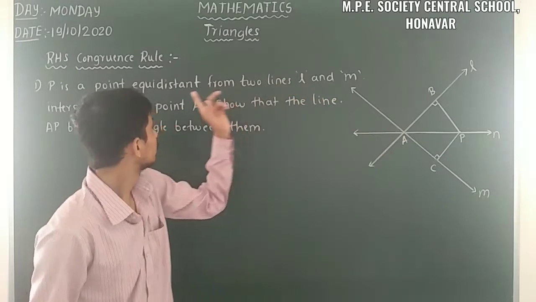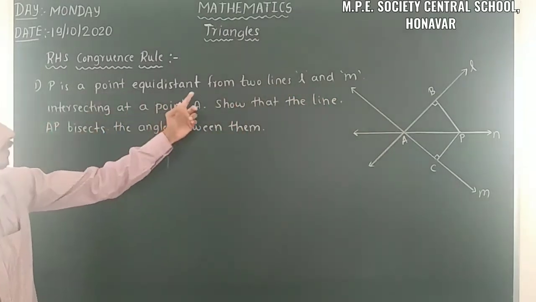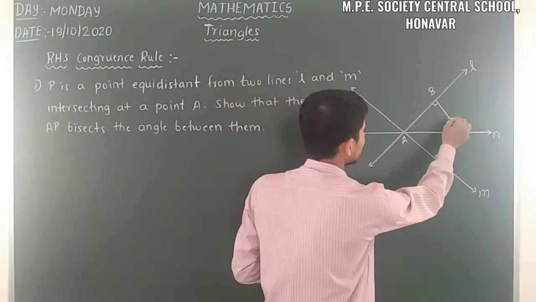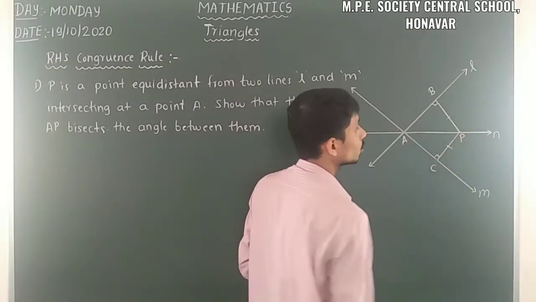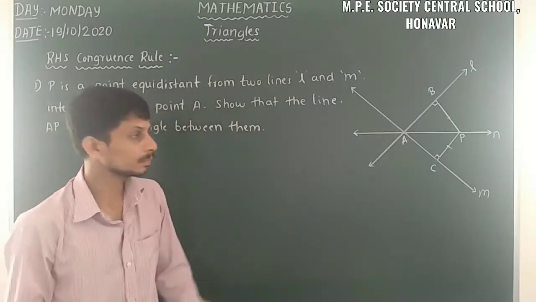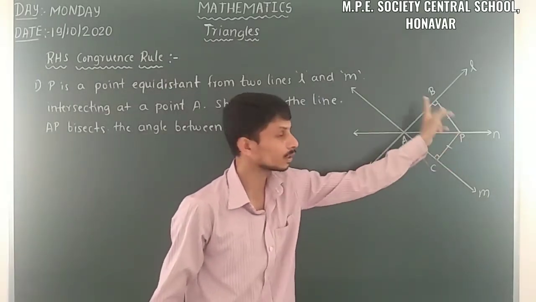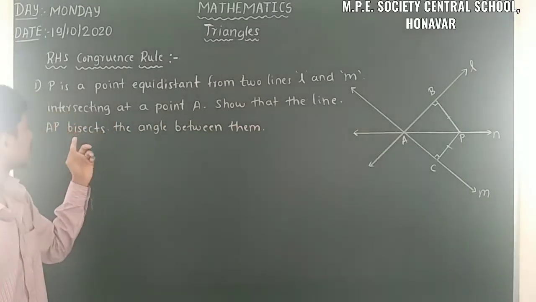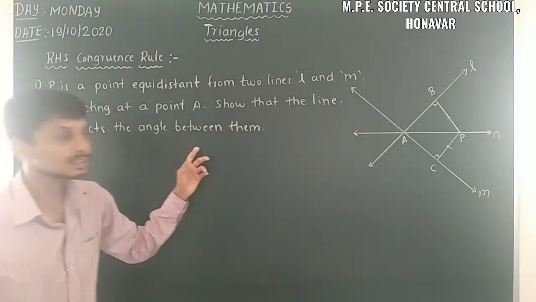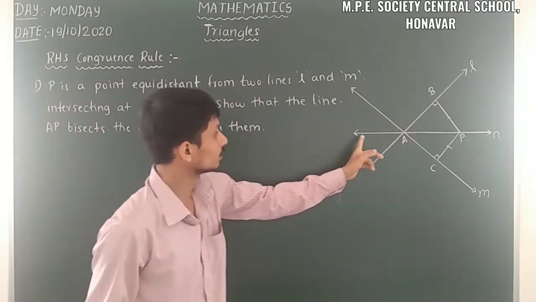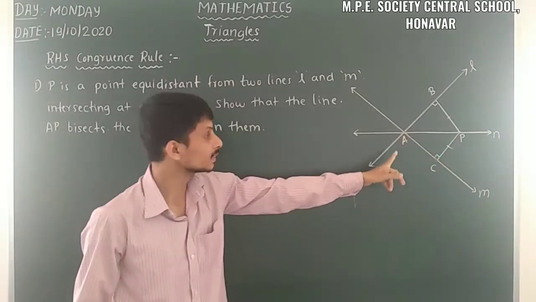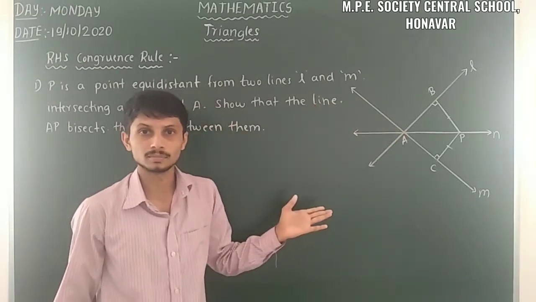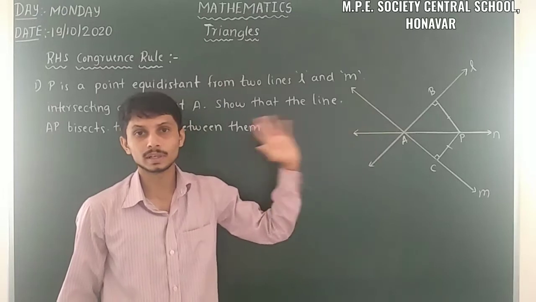Here P is equidistant from two lines L and M. That means PB and PC, those two are equal. So that means it is equidistant. Then show that the line AP bisects the angle between them. That means this line N bisects angle A equally. We have to prove that.